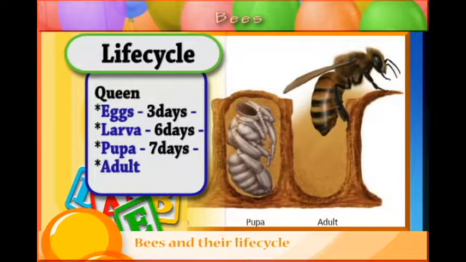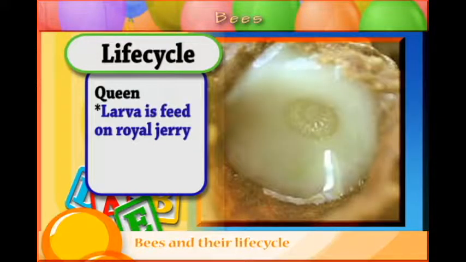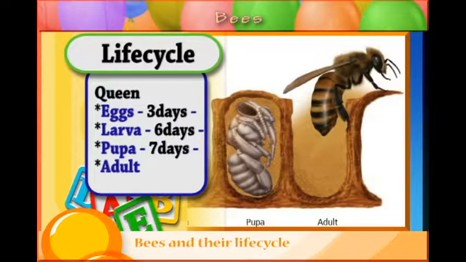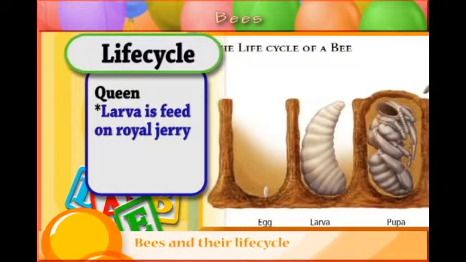But you will find that the queen larva is always fed only on royal jelly. There is no substitution. I think that's why it takes a shorter time to change from pupa to adult, 7 days, whereas the workers and the drones take 12 days. So that is the life cycle of the bees.